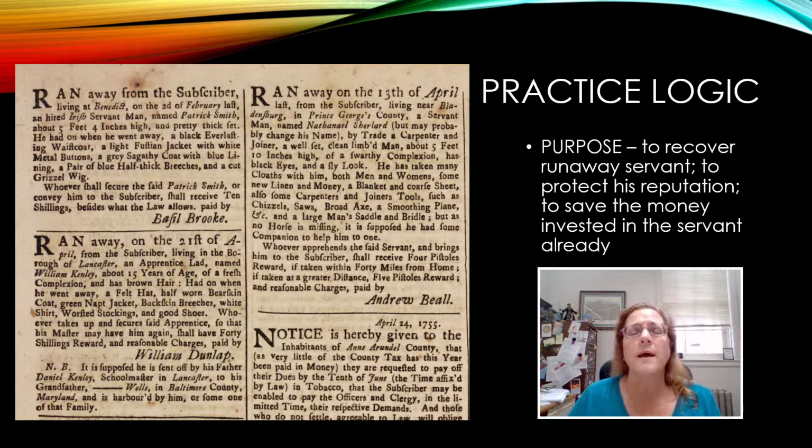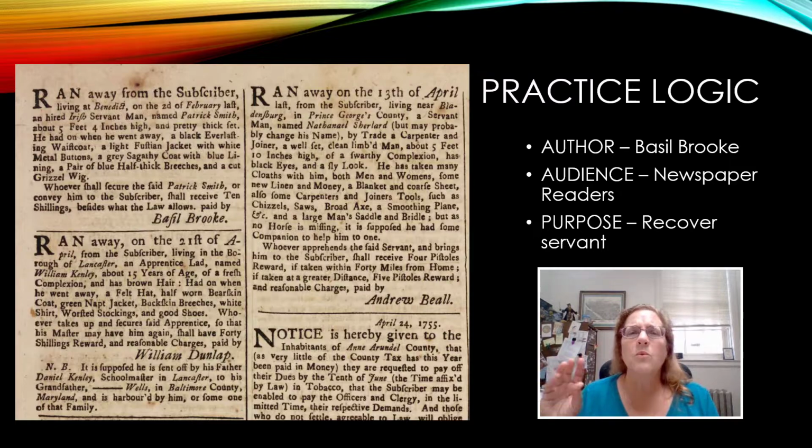So you can look at different levels of the purpose. Maybe it's just what he says, oh, I just want to get my servant back. But you can always go a little bit deeper. What was behind that first answer? And how do we figure out a little bit about what's driving the person who created this?